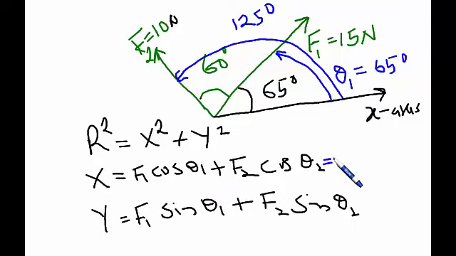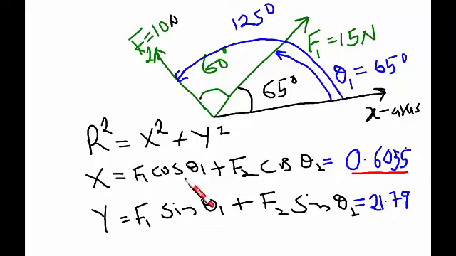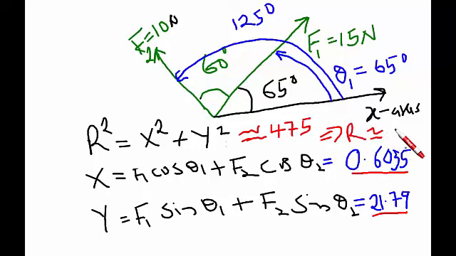If you calculate the values here, the value of x is this 475, which will give us our resultant R, something very close to 21.79 Newton. Okay, this is our final result.